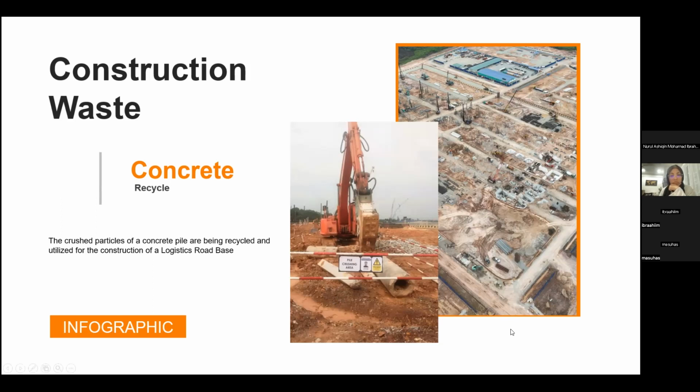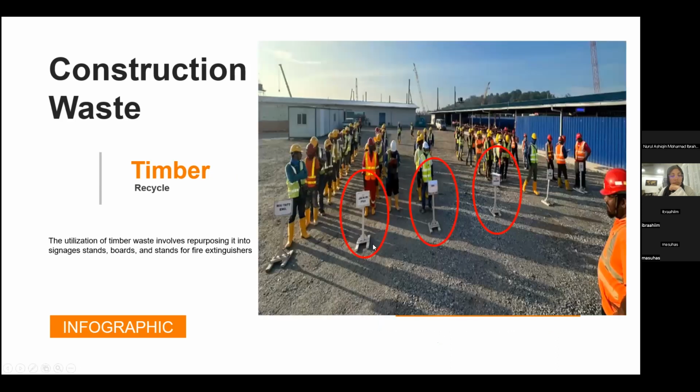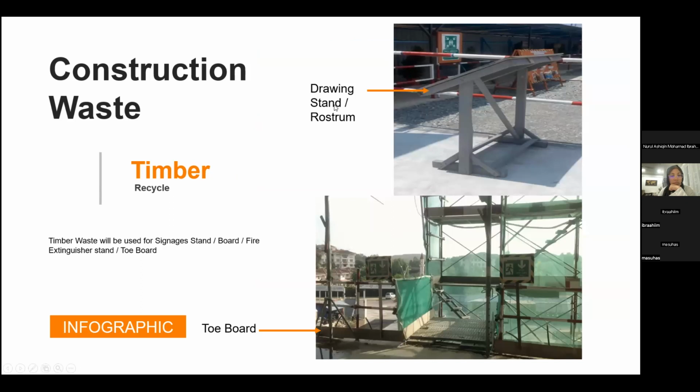And then there's still a lot we can do with this wastage. For the timber, we also recycle. We use it as a board for the information platforms, and for the signages during toolbox talks. We also use a drawing stand or rostrum during the toolbox, and the toe board at the building edge. Because we cannot burn this timber at the site, it is prohibited and illegal, so we use it for these. And somehow I use this concrete waste as my drone helipad for taking off. Okay, that's great.